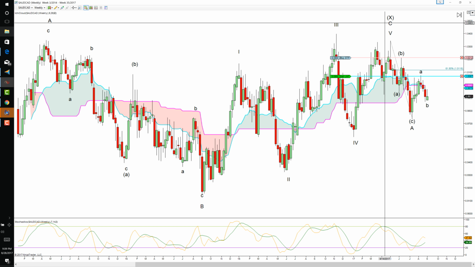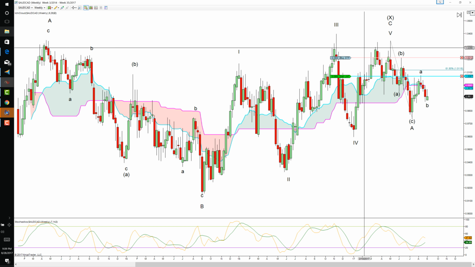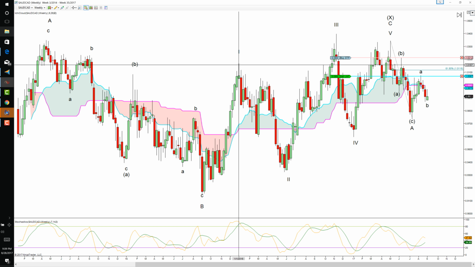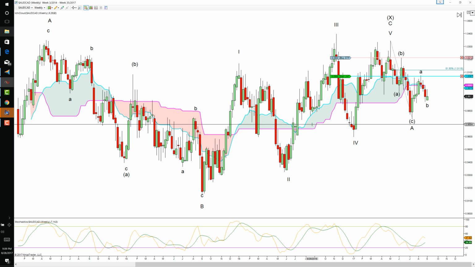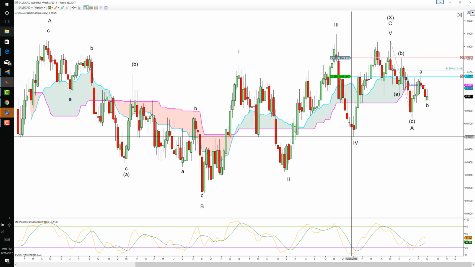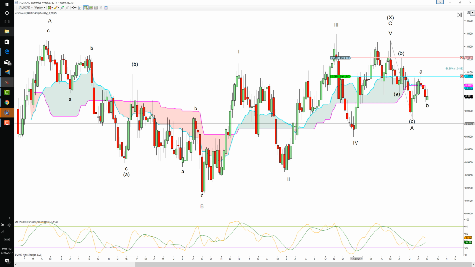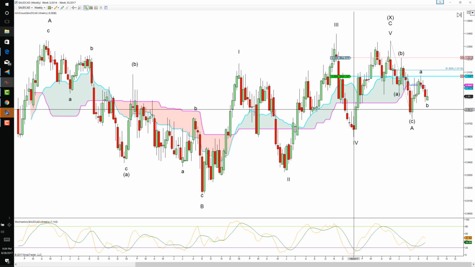X. But then, for whatever reason, and because I know Elliott, I said, well, wait a second. If this is my 1 here, and this is my 4 here, it could be an ending diagonal, where the 4 can enter the territory of wave 1. However, I looked at it and said, what else could this be?